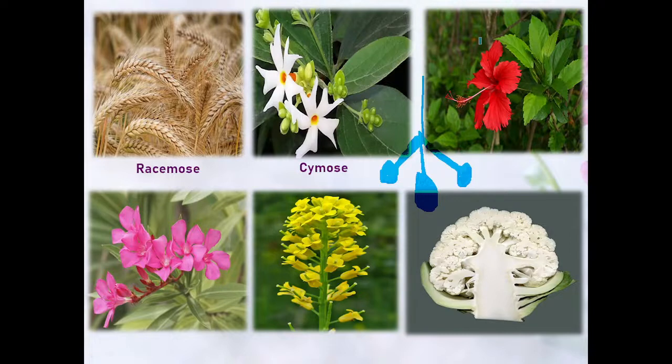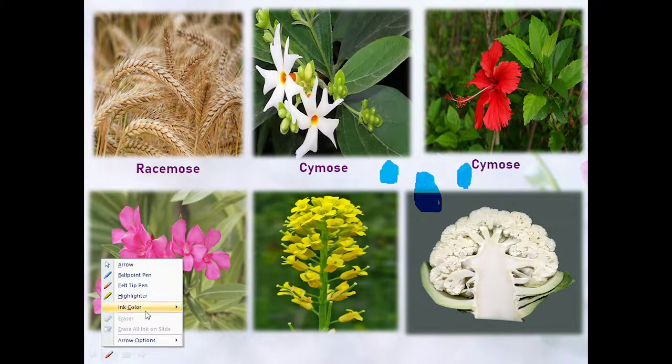Okay, let's see hibiscus. It is also the cymose one. You can see that it is the same thing. In hibiscus, it is happening at the tip point. There will be three buds. From that, this one will grow first, followed by these two. In case of hibiscus, it's the same thing, but there is a little difference.